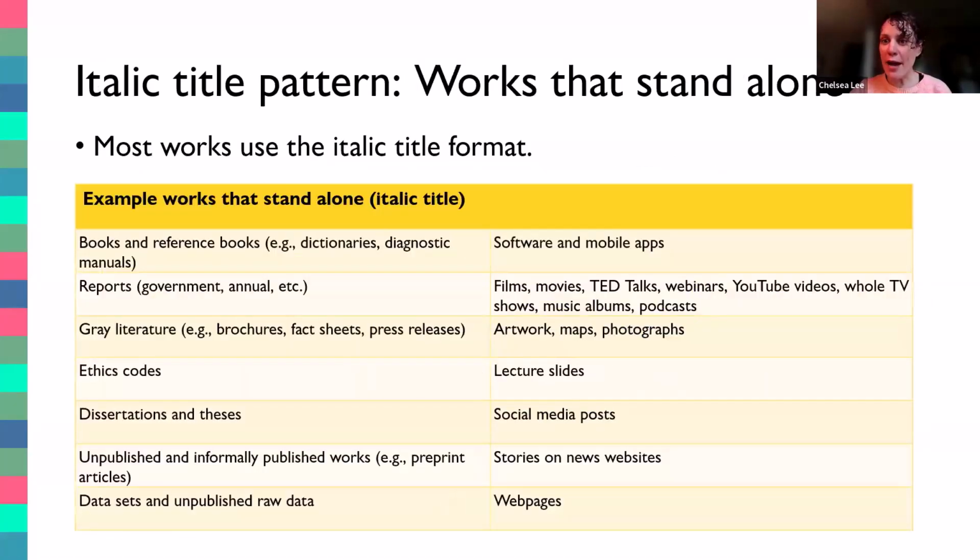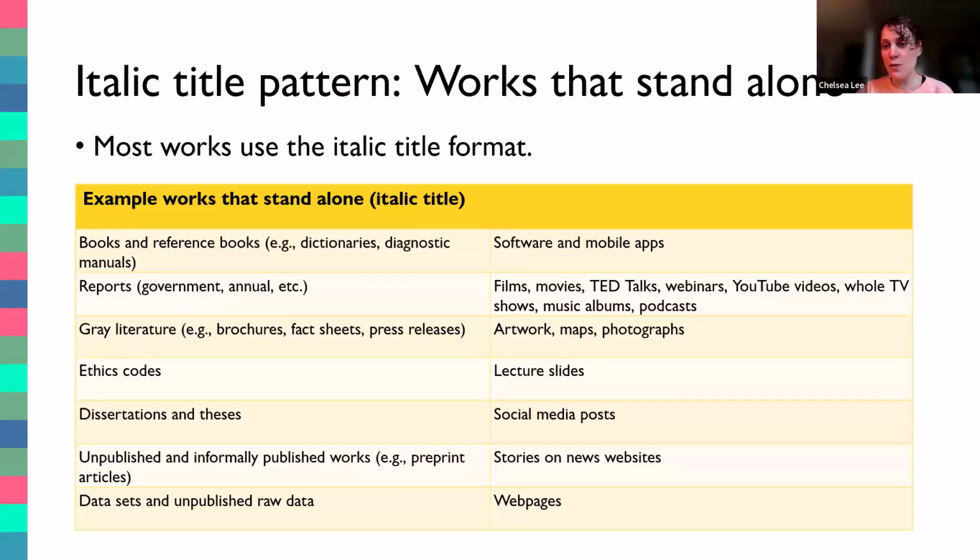So the way that the patterns are assigned is that works that stand alone use the italic title format. And this is most references. There's a long list of examples on the page of the works that use italic title. Some of those that you may be familiar with include books and reference books, dissertations, lecture slides, software, web pages, reports, gray literature, such as things like fact sheets or press releases, anything that's just its own little entity.